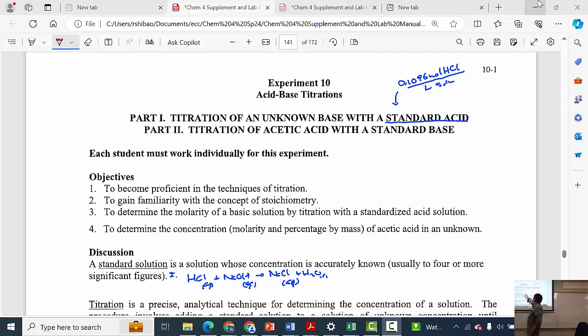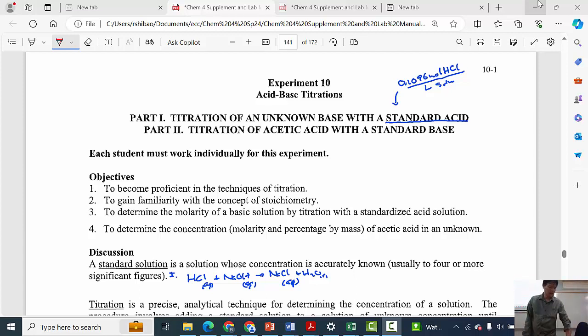All right, so titration is a very specific technique where we try to get stoichiometric quantities of both reactants. And so we're going to get proficient at one of the techniques of titration. Two, to gain familiarity with the concept of stoichiometry: stoichiometry, excess reagent, limiting reagent, stoichiometric quantities. What we want here are stoichiometric quantities. Three, to determine the molarity of a basic solution. Molarity is just the concentration, the composition.